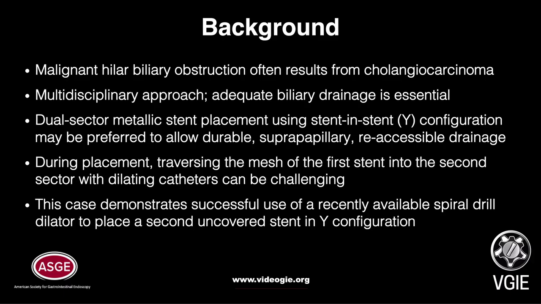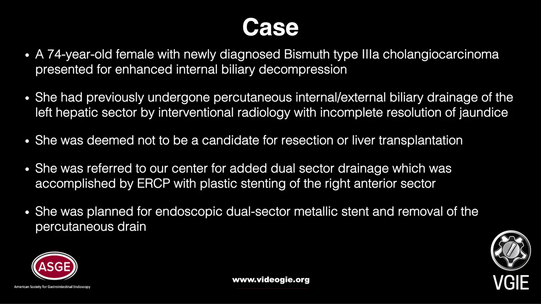This case demonstrates successful use of a recently available spiral drill dilator to place a second uncovered stent in Y configuration. A 74-year-old female with newly diagnosed Bismuth type 3A cholangiocarcinoma presented for enhanced internal biliary decompression. She had previously undergone percutaneous internal-external biliary drainage of the left hepatic sector by interventional radiology with incomplete resolution of jaundice. She was deemed not to be a candidate for resection or liver transplantation.